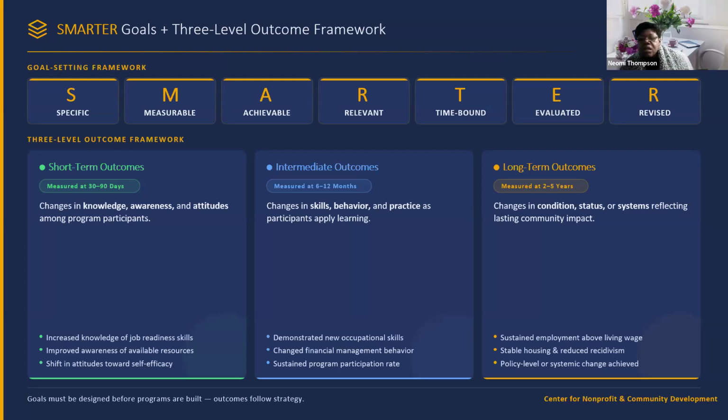The recidivism rate says that the average person, if they don't get the necessary support, will be back in jail within 18 months. And it's called recidivism. Keep on coming back. Oh, and policy level or systemic change achieved. So pretty much that's three different levels of outcome: short term, intermediate, and long term.